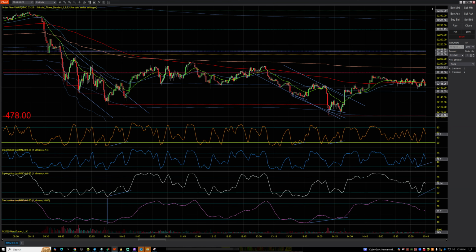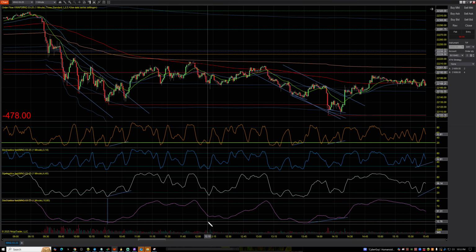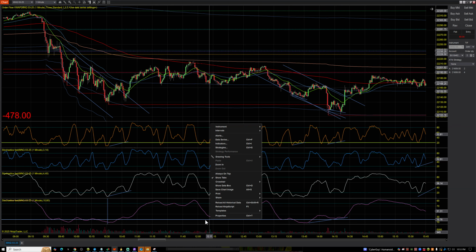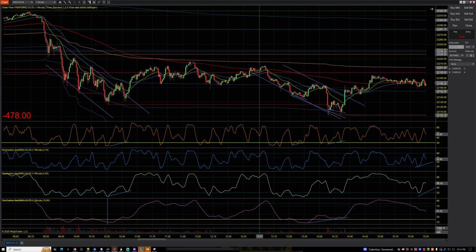So to make it a little bit easier to read, I think it's important. Horizontal line. Let's put that right here. And then we'll make it yellow too. All right, and basically we want to have it underneath that line. I just prefer yellow. It really stands out with the purple.